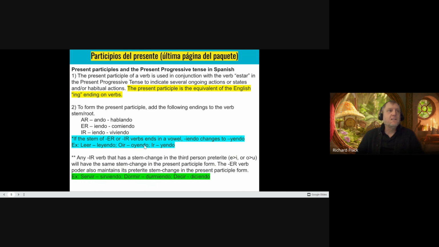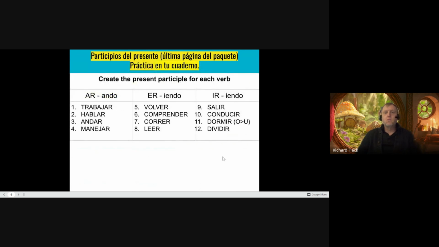Okay, so that's it. So again, we're taking off our AR, ER, or IR, and we're adding ando or iendo. And if the stem ends in a vowel for ERs and IRs, we're putting yendo with a Y. Let's practice. So grab your notebook or a piece of scratch paper. And you're going to do practice with 12 verbs here. I've categorized them for you as AR, ERs, and IRs.